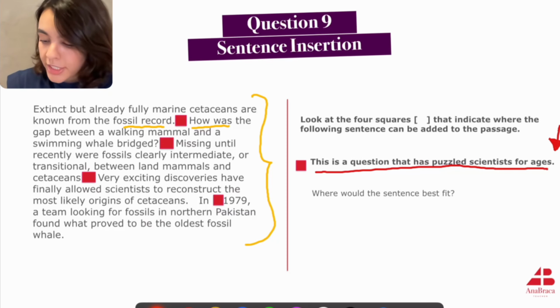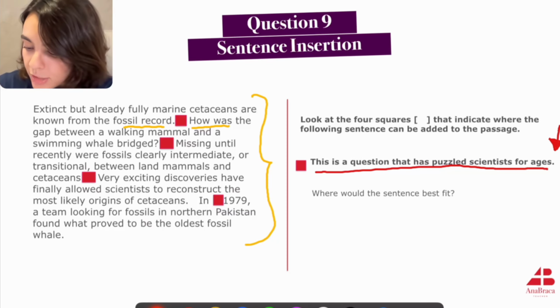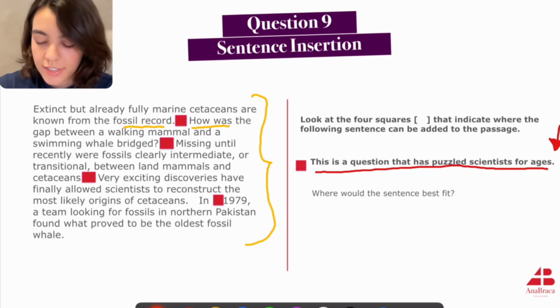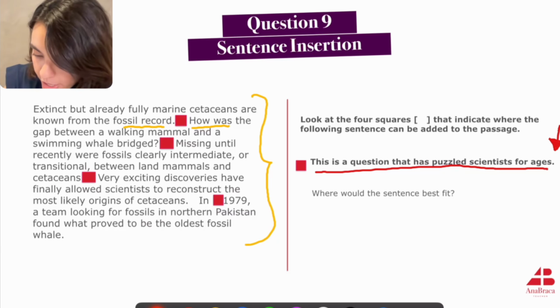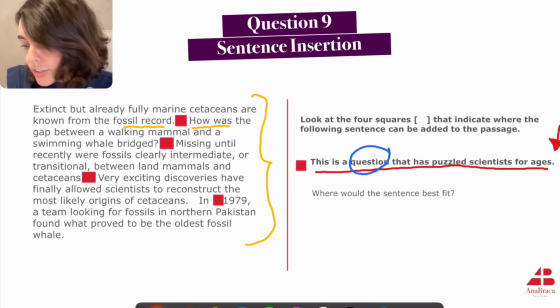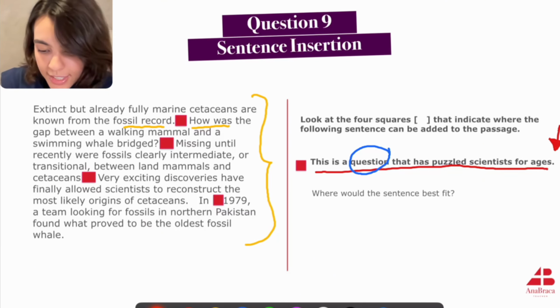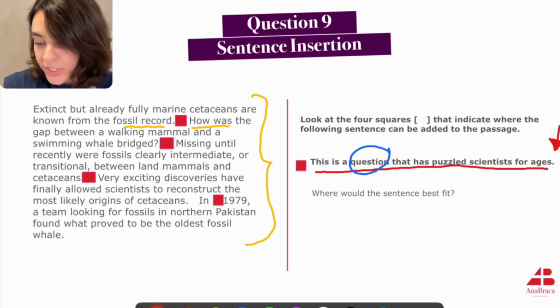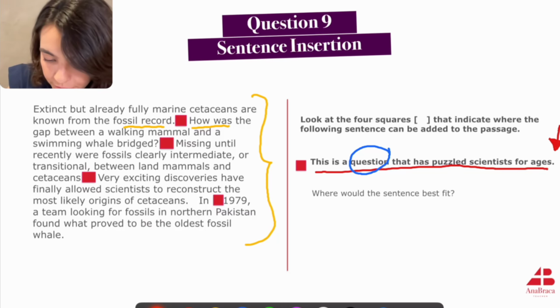So first you read this sentence. "This is a question that has puzzled scientists for ages." So we have this is a question that puzzles scientists for ages. And then where can we find a question that puzzled those scientists? The question is here, all right?